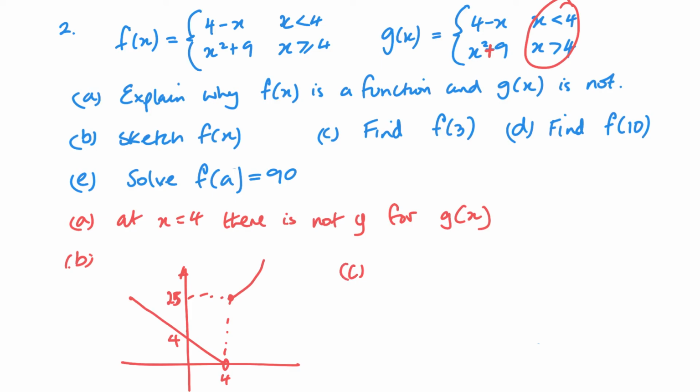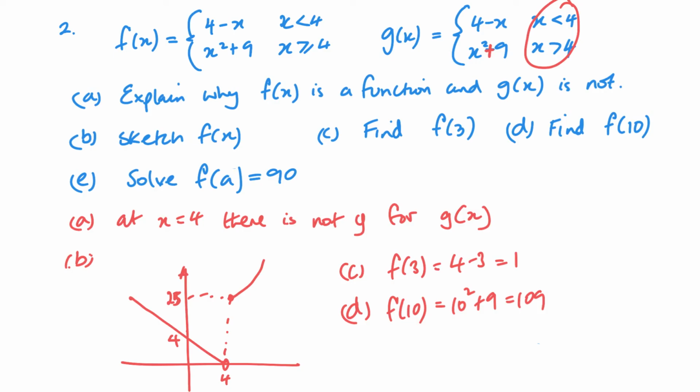Part C gets quite easy from here. F of 3. That's going to be in the first part of the graph. So it's 4 minus 3, so that's going to be 1. Looking at D, and f of 10. That's in the second part of the graph, where x is greater than or equal to 4. So it's 10 squared plus 9, so it's 109.